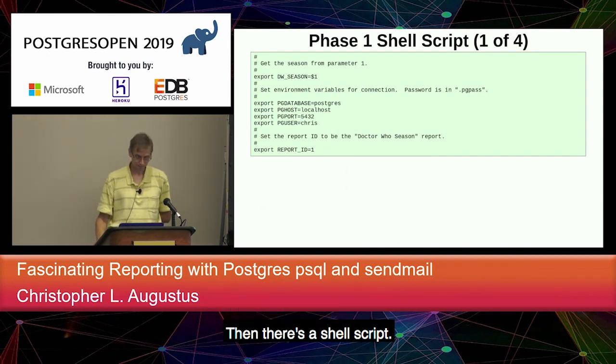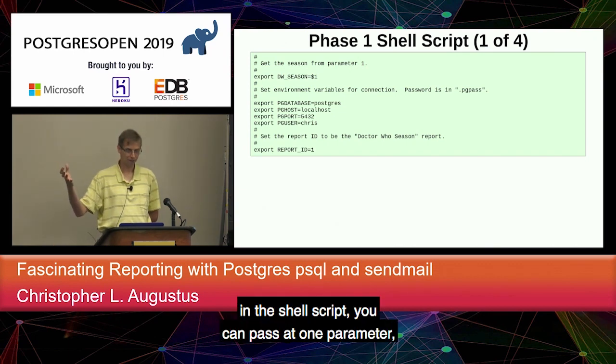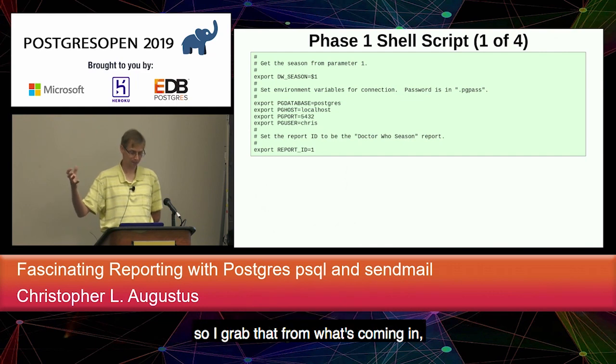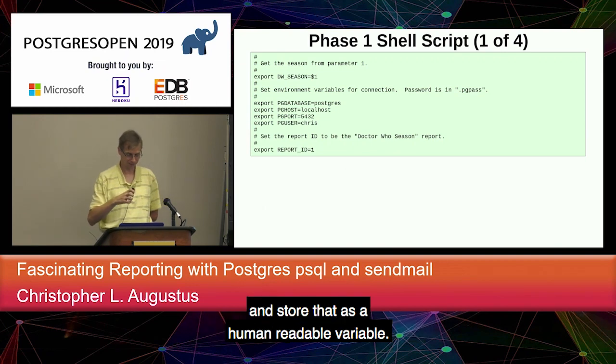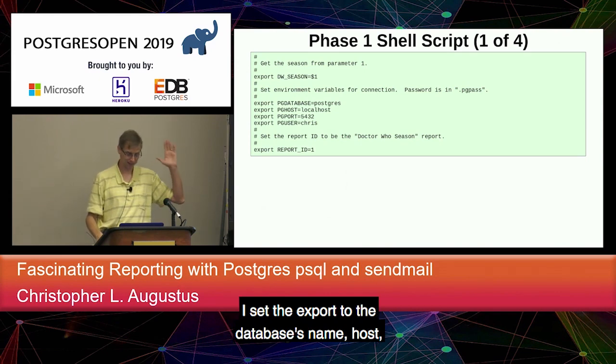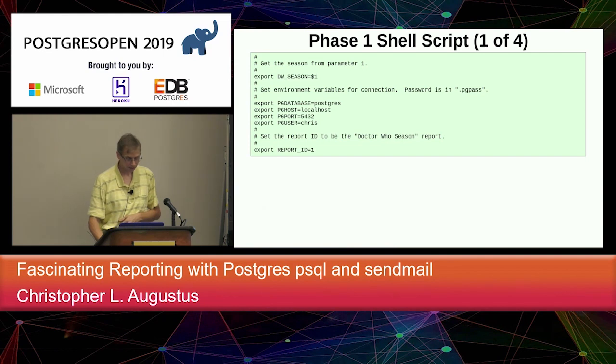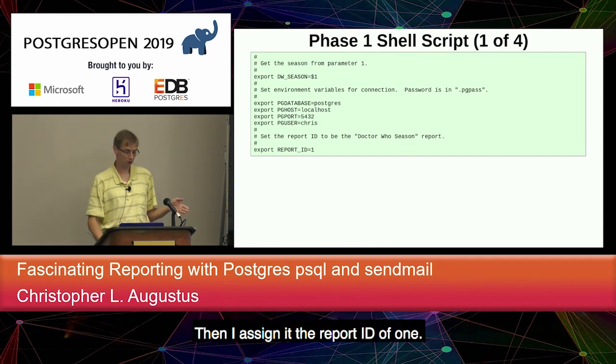And then there's the shell script. So I start off, and in the shell script, you can pass it one parameter, and that's the Doctor Who season. I grab that from what's coming in and store that as a human readable variable. Then, as you saw early on in the presentation, I set the export, the database name, host, port, and user, and the password sitting in the .pgpass file. And then I assign it the report ID of one.